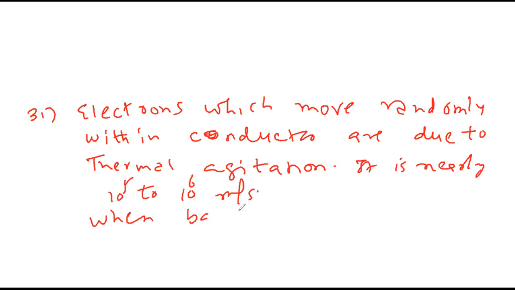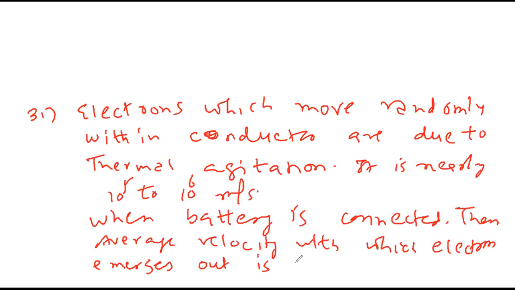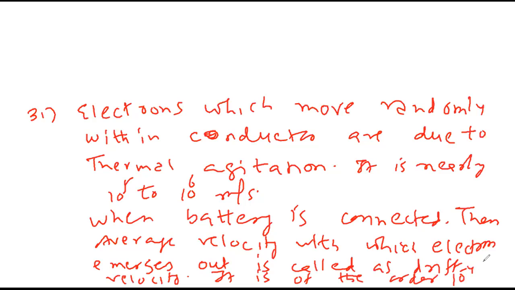When the battery is connected, the average velocity with which the electron drifts is called drift velocity. It is of the order 10 raised to -4 meter per second. So please remember this statement. The random one's speed is around 10 raised to 5 to 10 raised to 6, and the drift one is 10 raised to -4, and it occurs only when the battery is connected.